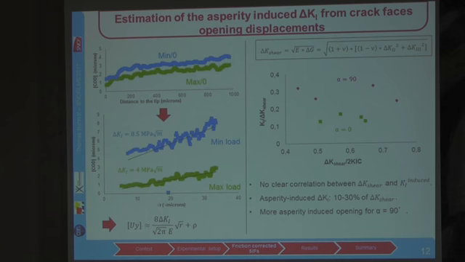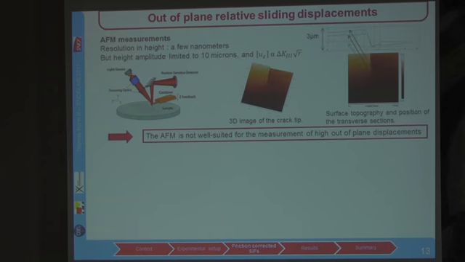Okay. Now the out-of-plane sliding displacement, which corresponds to mode 3. We can use some atomic force microscope measurements on the replicas, which provides a resolution in height of a few nanometers. So the resolution is in fact much better than the resolution of the replicas. But the amplitude is limited to around 10 microns, which is quickly reached since the displacement jump is proportional to delta K3 times the square root of r.